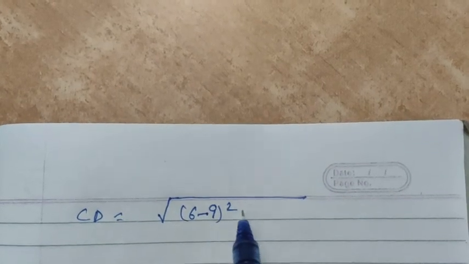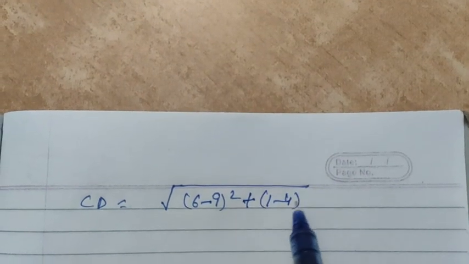Now CD will be x4 minus x3, that is 6 minus 9 whole square plus 1 minus 4 whole square.